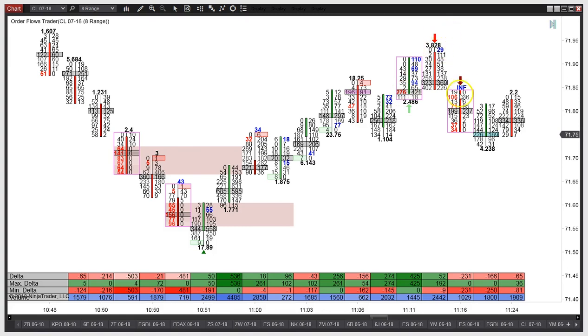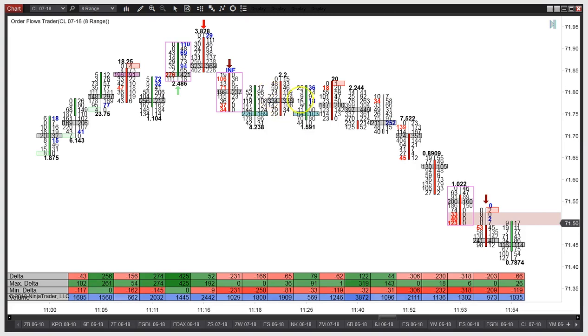Then we get up here, we got trap traders. Here also, trap traders as well. It's a sweep. And then, boom, the market goes down. So again, don't get fixated on this. You have to keep reading what's happening in the market.